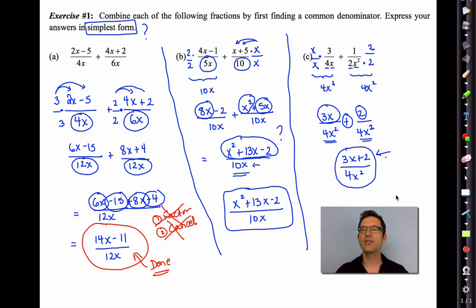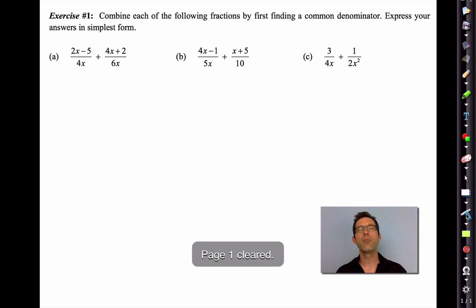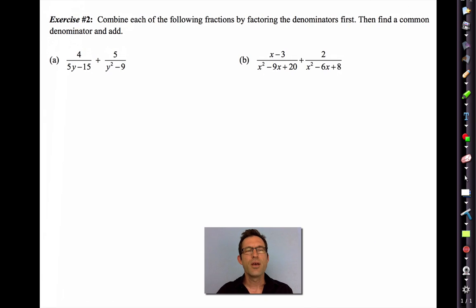Okay, let's get rid of the text and then let's move on to problems that are a bit more challenging, a bit lengthier. Now, once we have more complicated fractions, as we do in exercise number 2, it is almost always best to factor basically everything that can be factored. And let me show you why.